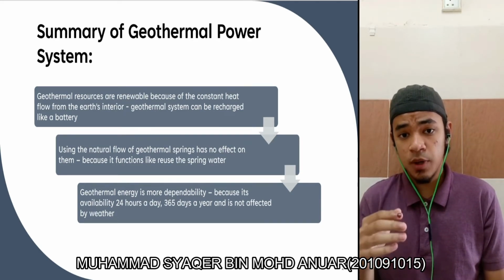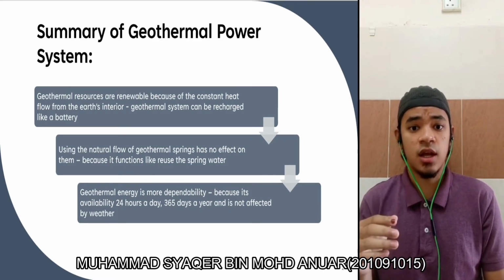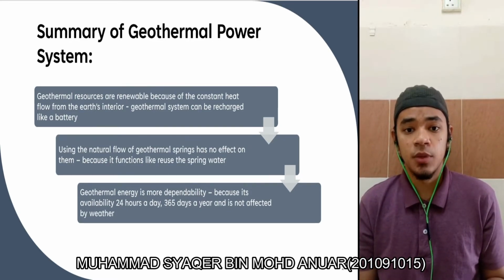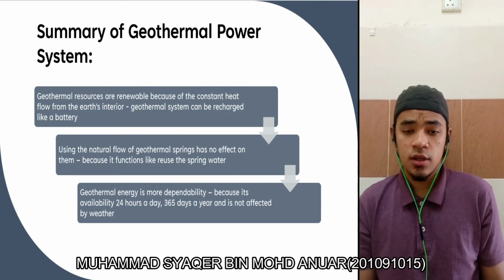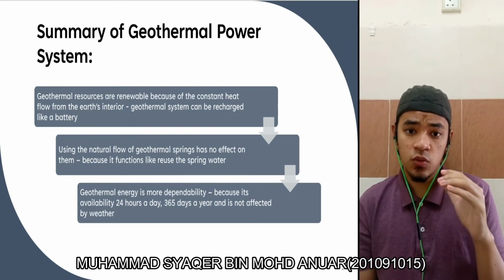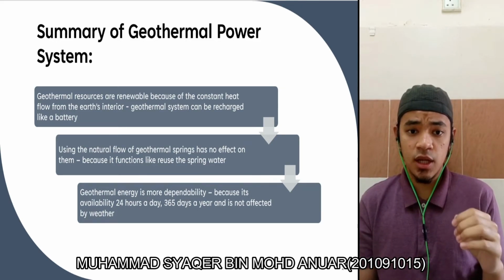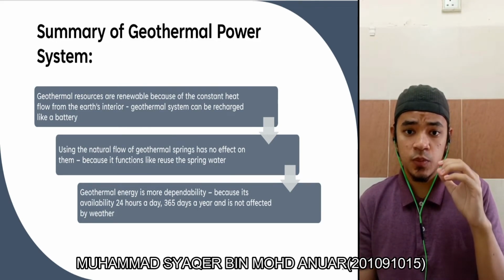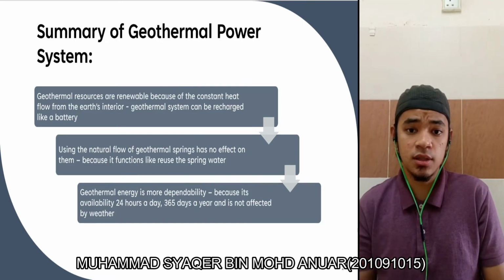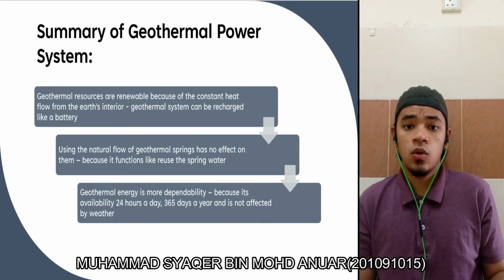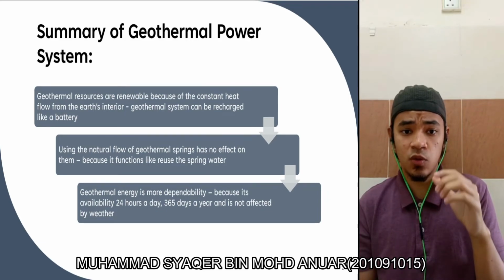Then, this power system uses the natural flow of geothermal springs and has no effect on them because it functions like using the spring water. The system functions like we take hot water spring to generate power. After that, the water becomes cool. Then we inject back the cool spring water to the interior earth. So from that we can say that we are constantly using the spring water.